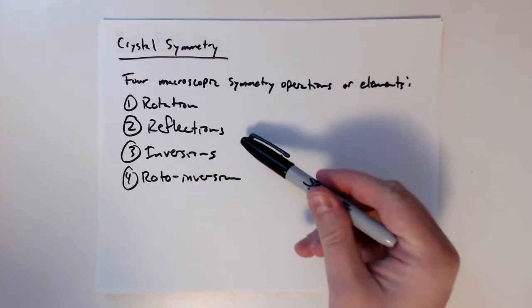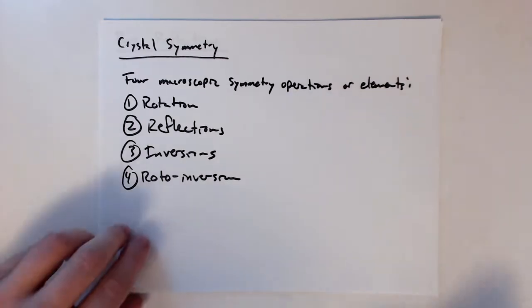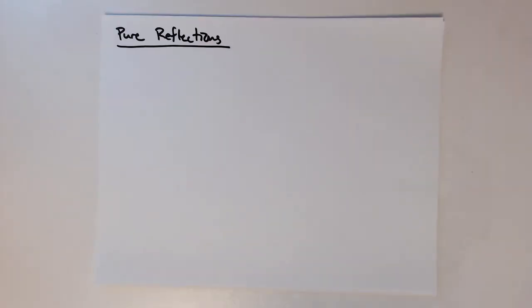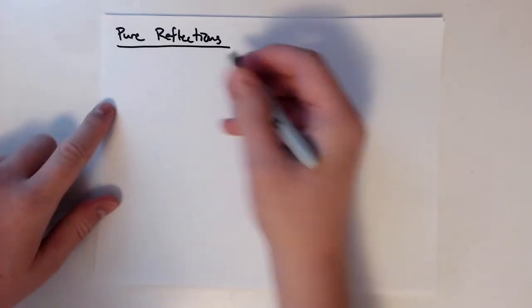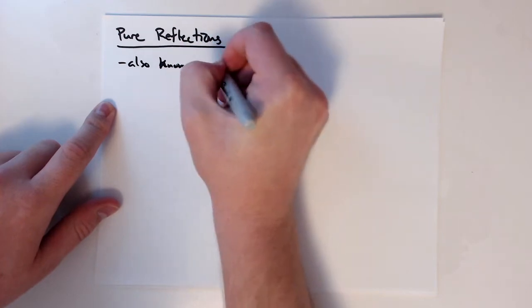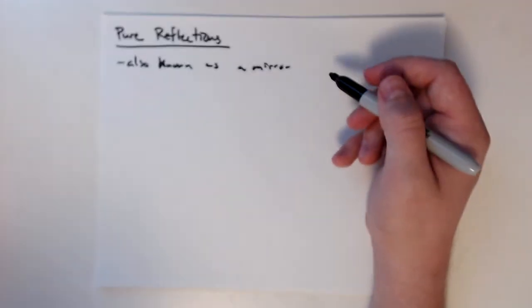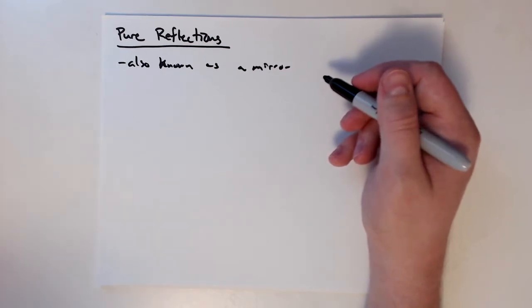In this module, we're going to move on to the second symmetry operation, reflections. So let's talk about those. So here, again, we have pure reflections. This is also known as a mirror. So when I mentioned the symmetry in the human body, right, it's this one. This is a mirror plane.